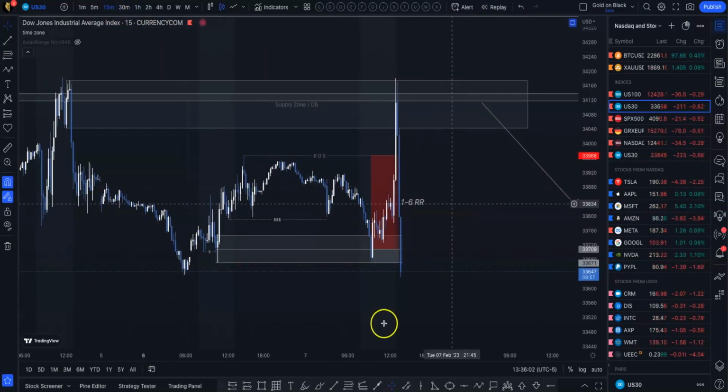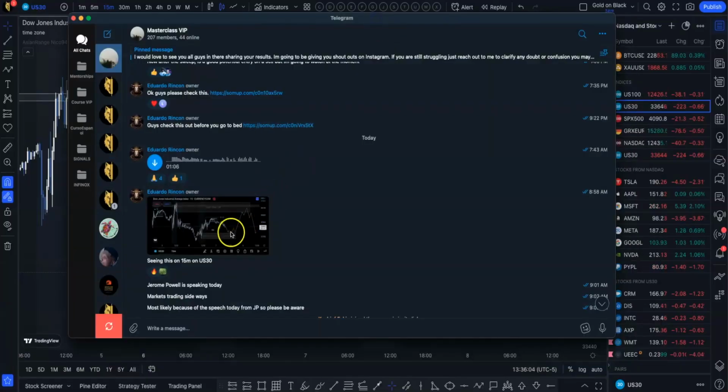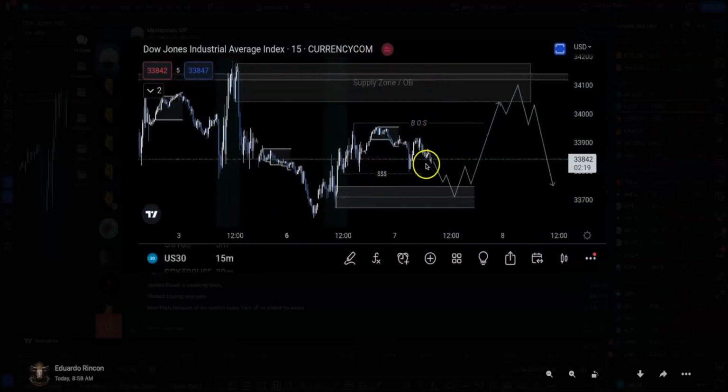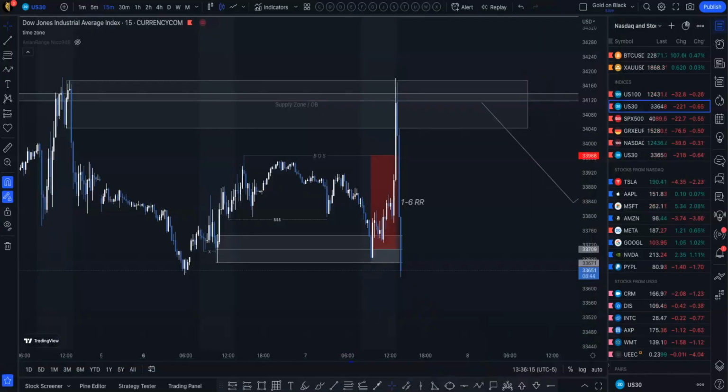So anyways, I hope you guys understand why I was actually seeing this move. I was coming from this order block right here. So I was thinking the market would go buying before going selling. Boom. Predicted the entire move just right there. So let me know what you think.